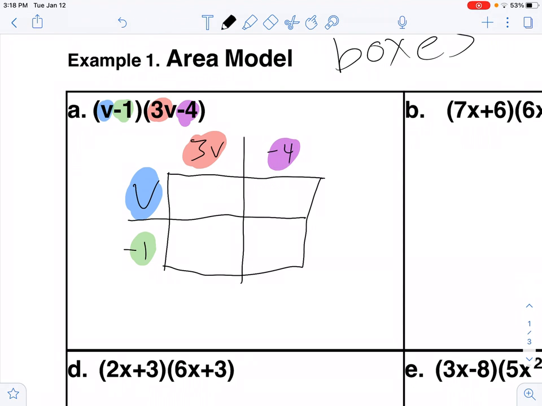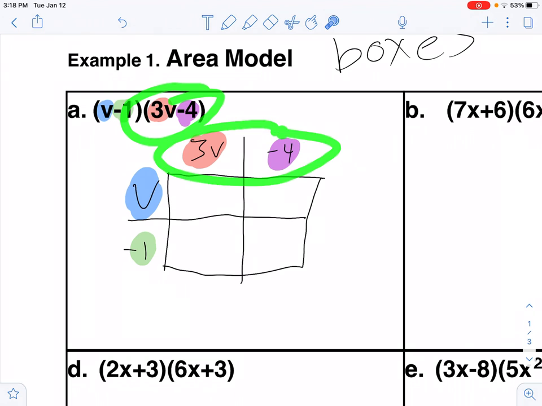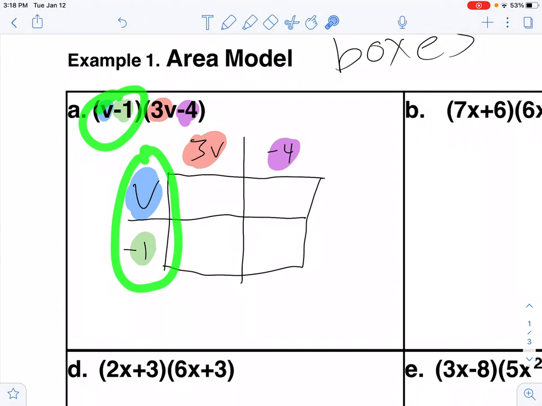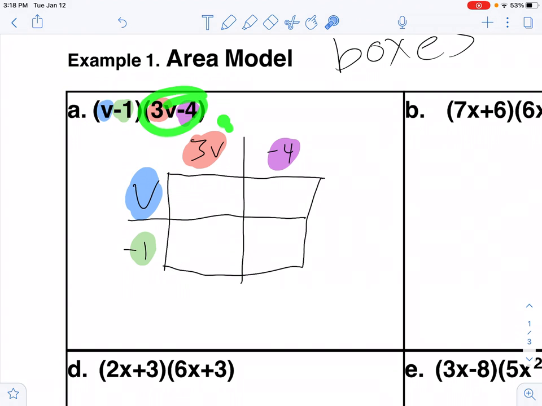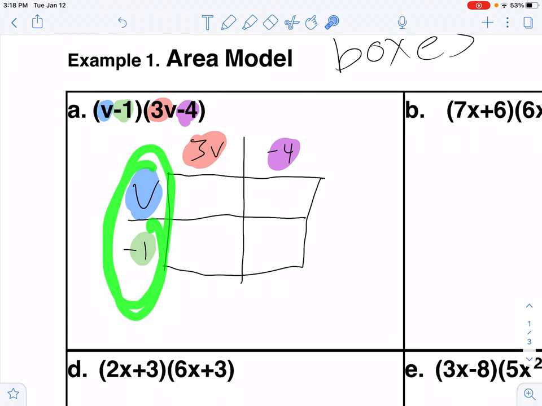So with the area model, what we do is we take our first 2 terms, we list them on the side. We take our other terms and we list them on top. And you have to keep your groups with each other. So my whole group has to go on the side. My whole group has to go on the top. But if I put 3v minus 4 on the side, and I put v minus 1 up here, that would be fine. Okay, you would end up getting the same answer.